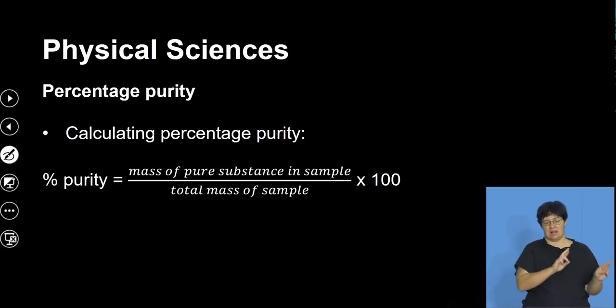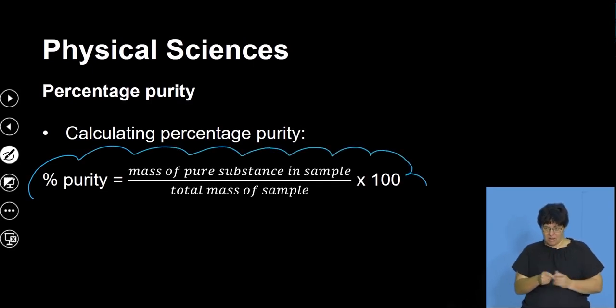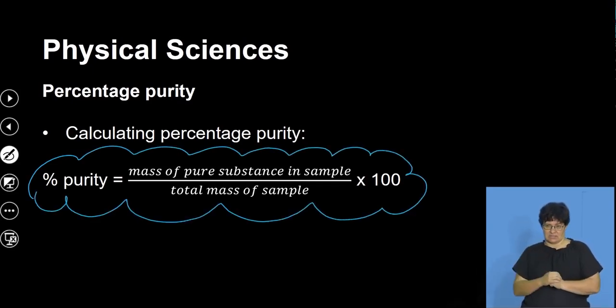So how do we calculate percentage purity? It's the mass of the pure substance in the sample divided by the mass of the sample, multiplied by 100. This is the mathematical equation that we use to determine the percentage purity of a substance, right?